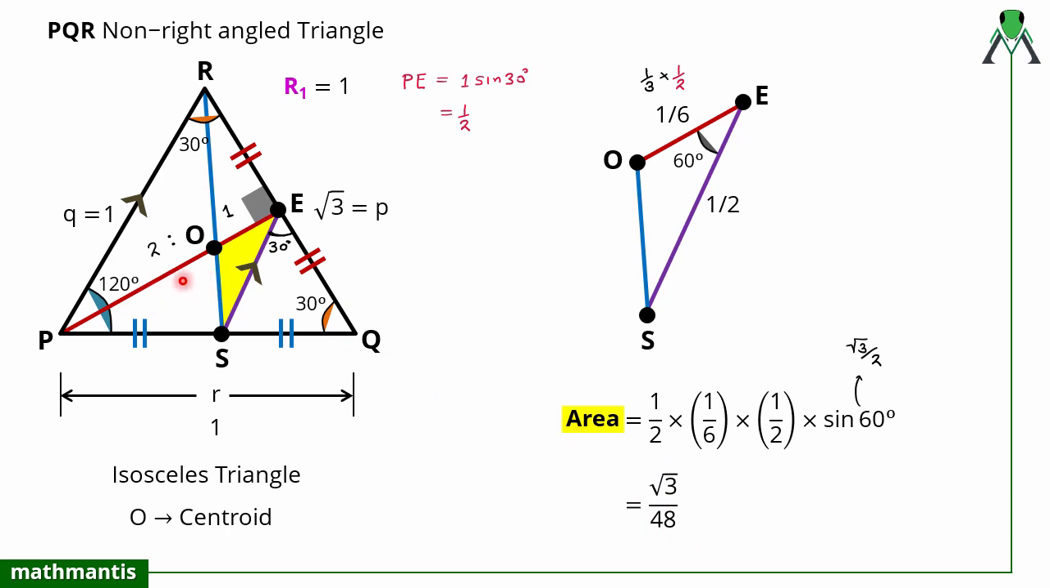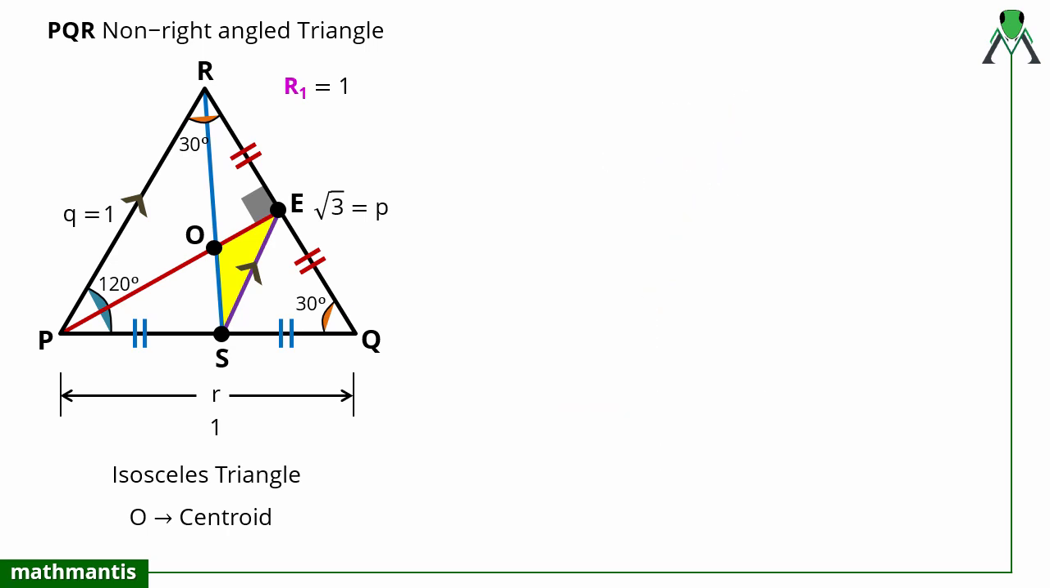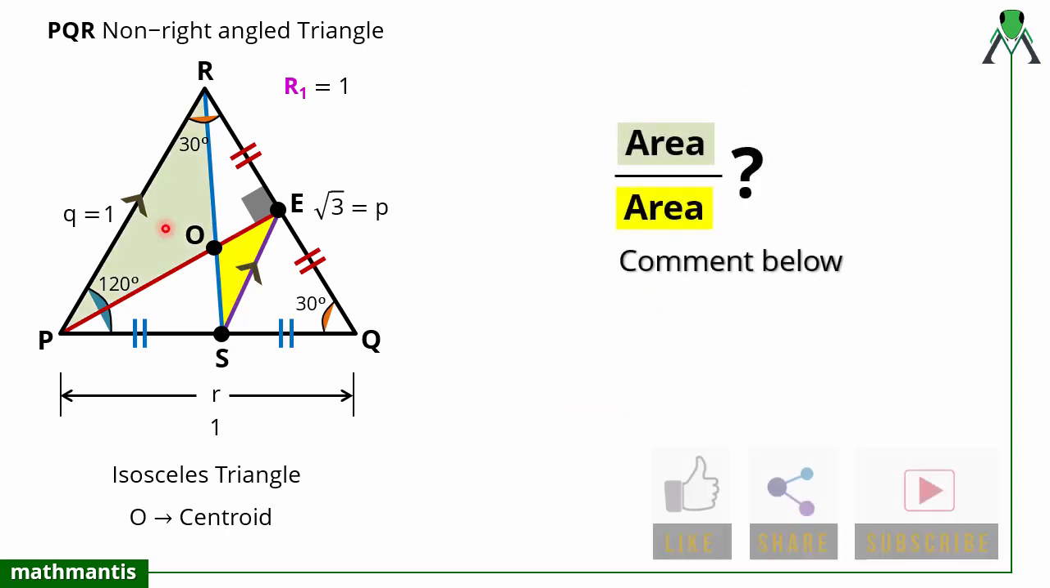And suppose there is a question if I have been asked, yet you have to find the ratio of areas of these two triangles. Then if you can find that, then answer that in the comments below.